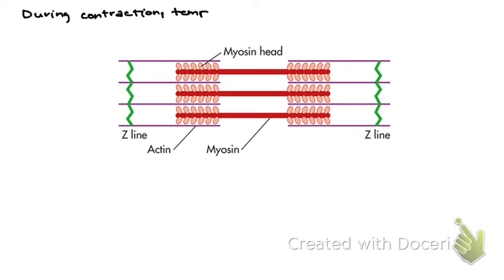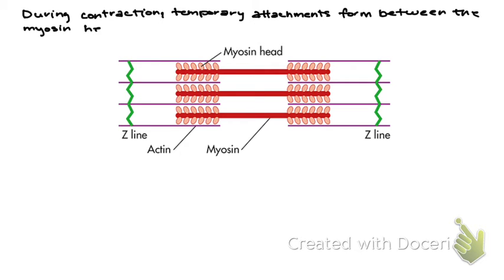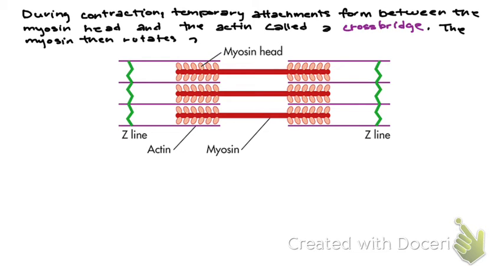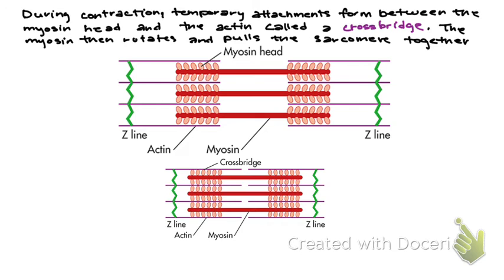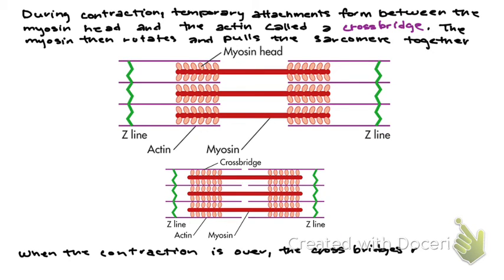During contraction, temporary attachments form between the myosin head and the actin, and these are called a cross bridge. The myosin then rotates and pulls the sarcomere together. So you can see here that the Z-lines have come closer together. When the contraction is over, the cross bridges release and the sarcomeres lengthen again.